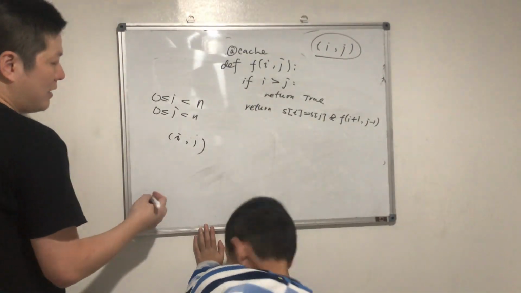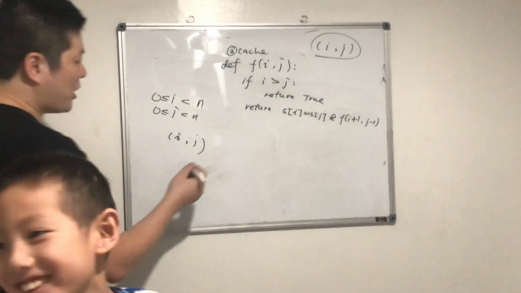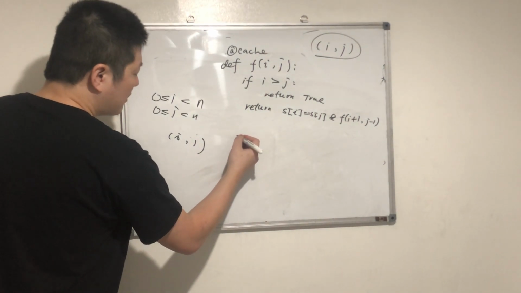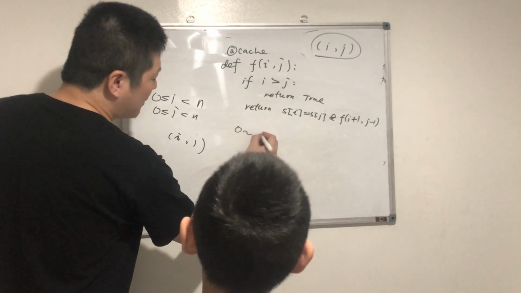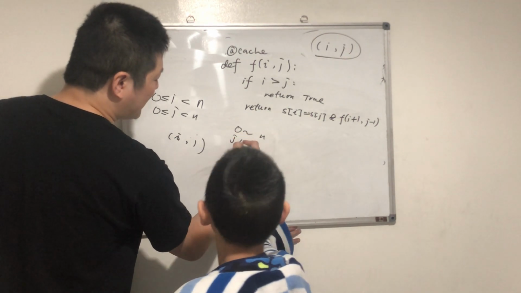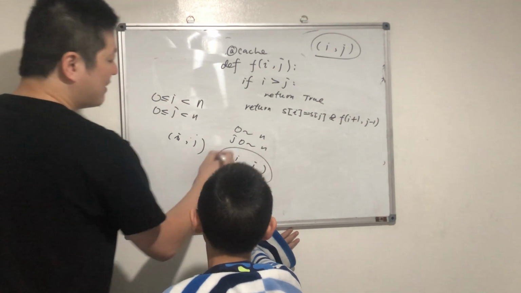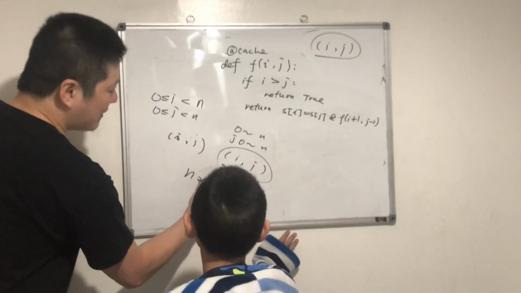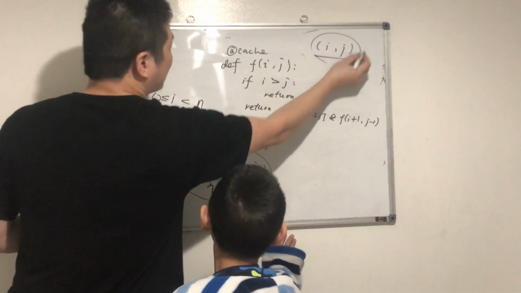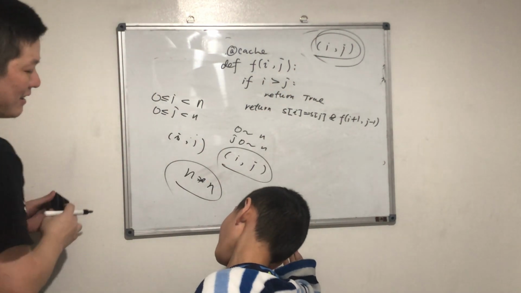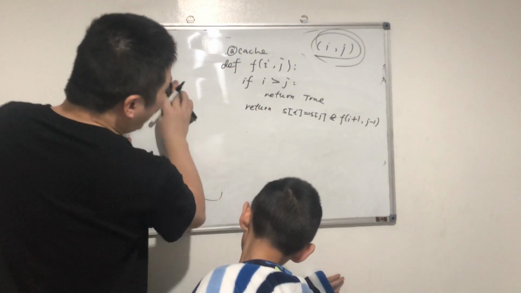Look, what are you talking about? I could be from 0 to n, and j would be from 0 to n. So how many possibilities of ij? n times n. This is the complexity of this. Alright? Got it?